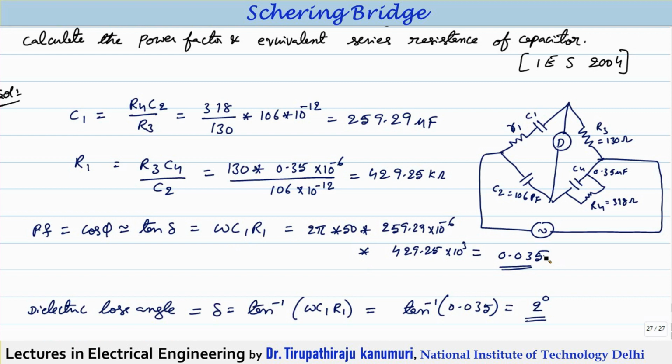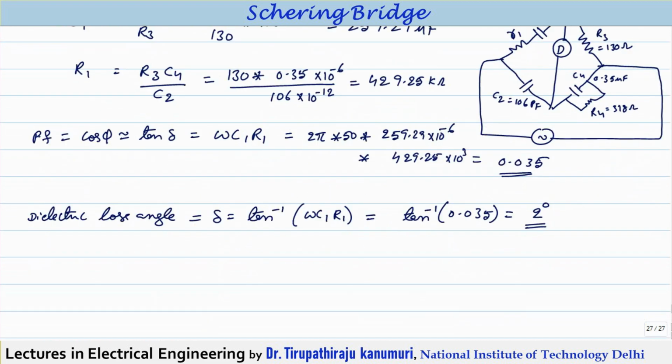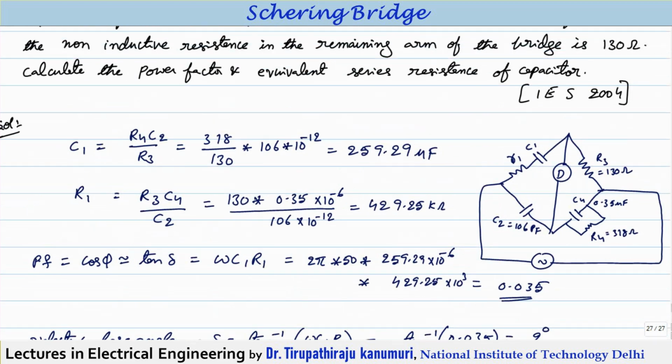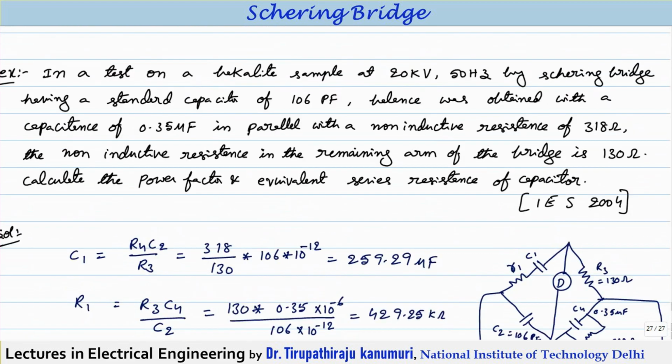In another numerical, in around 2006 I hope, again a numerical came in the IAS exam. Instead of power factor, they asked the dielectric loss angle. So the dielectric loss angle delta is tan inverse of omega C1 into R1. So up to here the procedure is the same. You have to calculate omega C1 R1 and take the tan inverse of this. In this numerical, if you calculate, you will get approximately 2 degrees. So in this way, they will ask either the dielectric loss angle or power factor, or to calculate the values of C1 and R1. Only these numericals can come related to the Schering bridge.